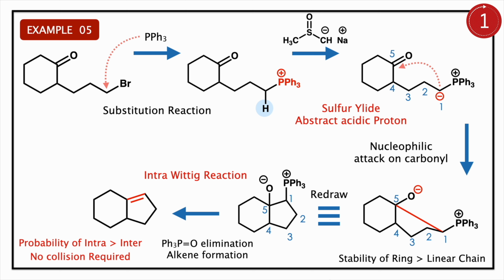You form the ring. Here the possibility of intramolecular is higher than intermolecular. It forms a 6-member ring. The carbonyl is attacked by the nucleophile. A 5-member ring is formed. You have an alkene there.